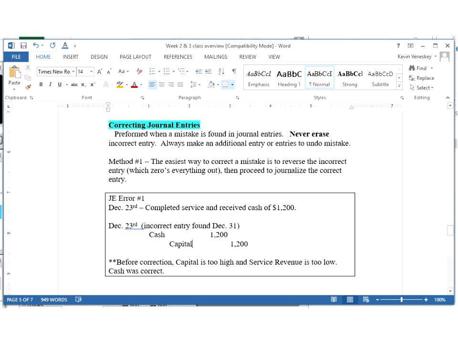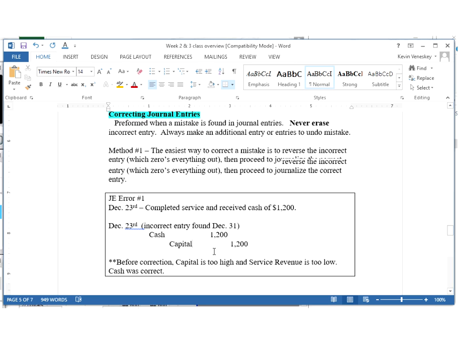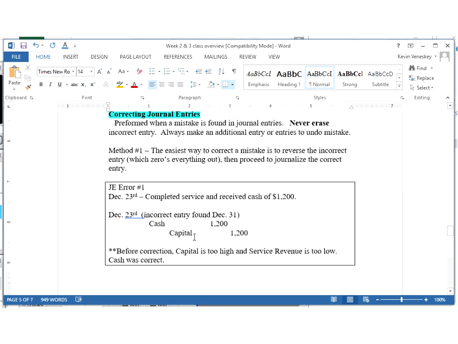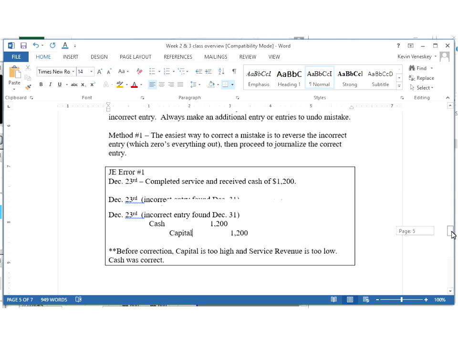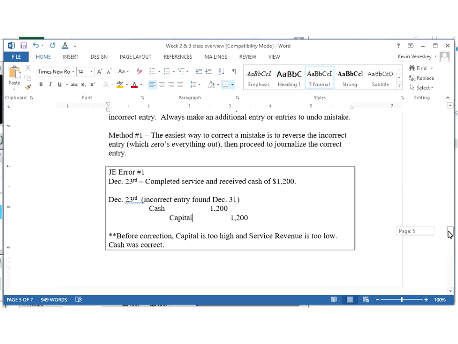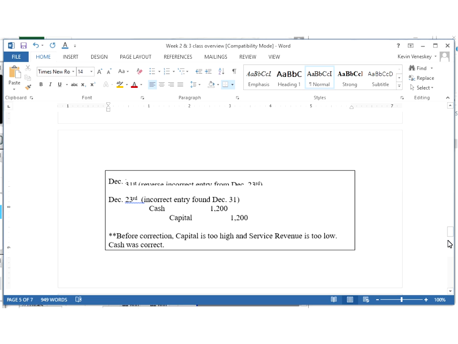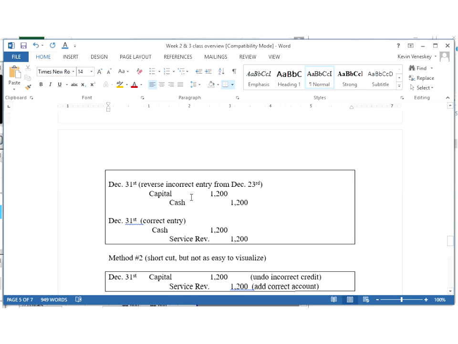Well, we need to go ahead and update our books to amend the correction. So if we don't, capital is of course going to be too high, and our revenue is going to be too low because we haven't done anything with our revenue. So we need to correct this. The easiest way, and that's the way I'm going to show you first, is to simply reverse the incorrect entry. So the incorrect entry was just the reverse of this. So we want to go back and pretend like it never happened.